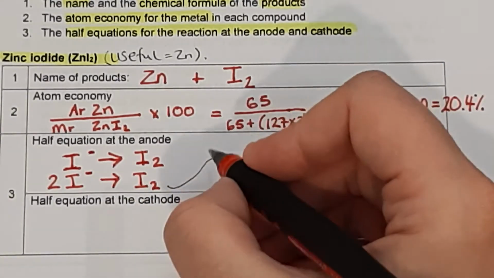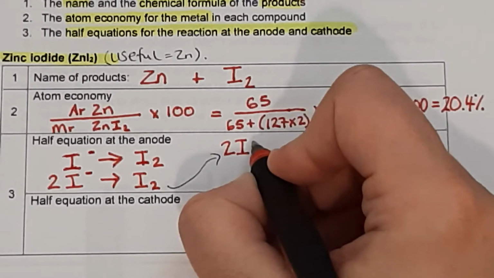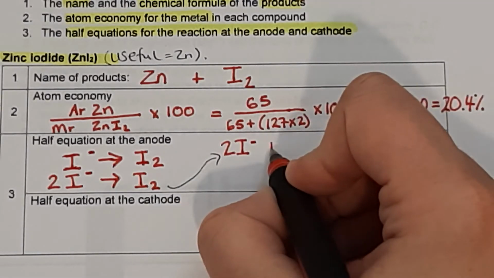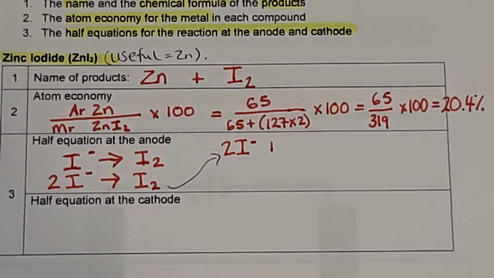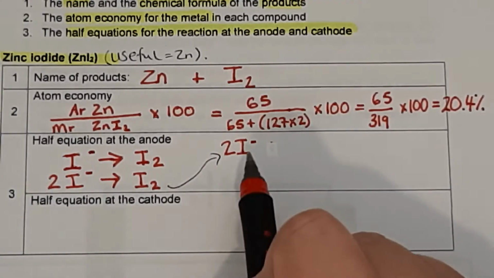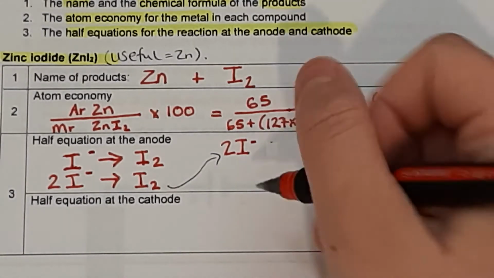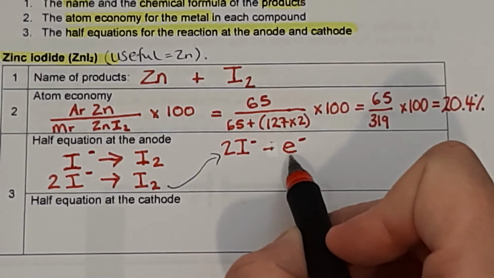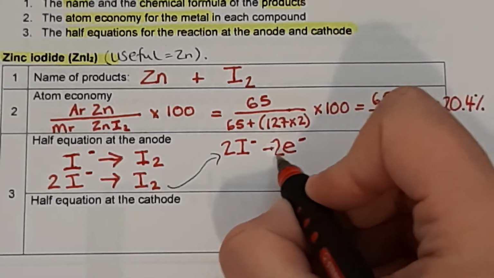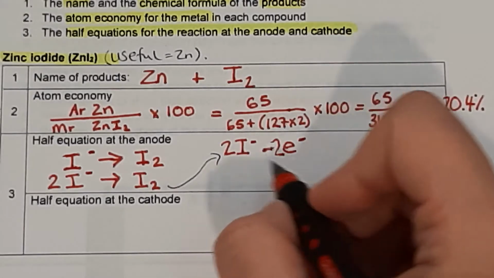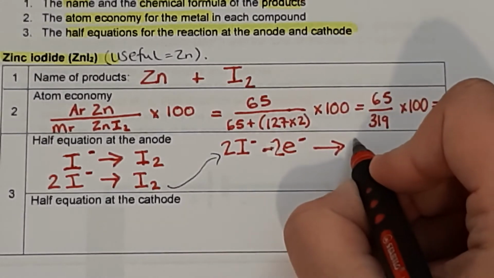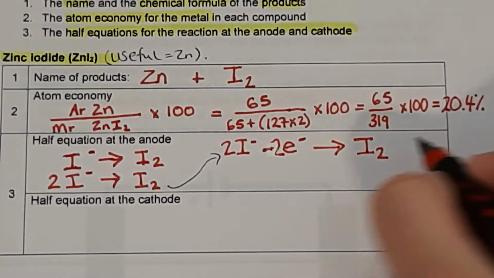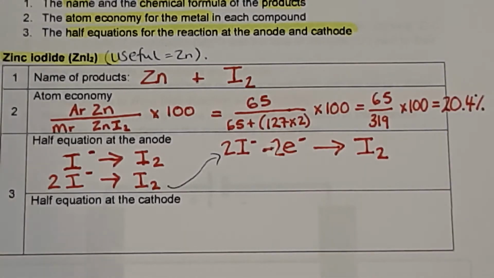So 2I minus. Now we need to add or subtract electrons, and in this case we're going to be subtracting them because it's already negative, so we don't want to add more negative charges. So we're going to take away our negative charges. We're going to say that the negative electrons, in fact there will be 2 of them, are going to be removed from our iodine, and that is going to produce for us neutral diatomic iodine. So that's our example for our half equation at the anode.